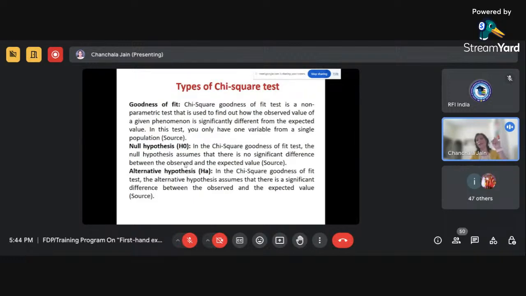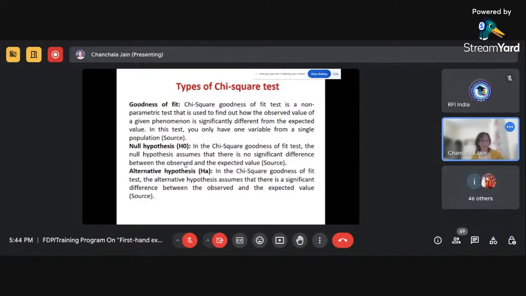So here we will be having a single variable, and for that variable we will be having the frequency count. Say for example, I have shared a sheet with you. In that you can find I have given both the sheets. One sheet I have given for the goodness of fit. Second sheet I have shared for the independence of attributes.